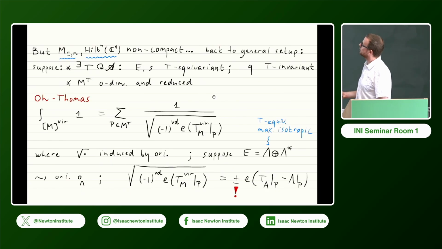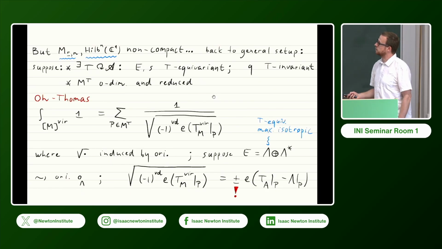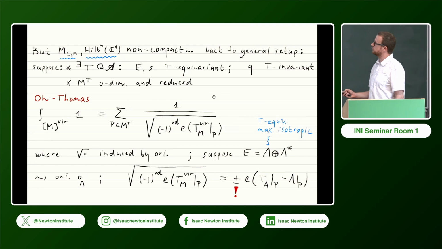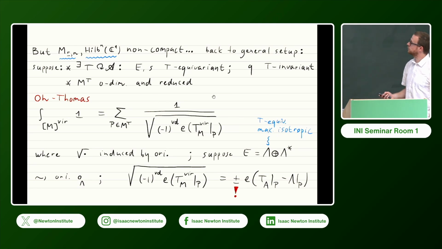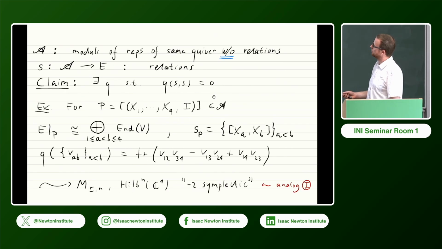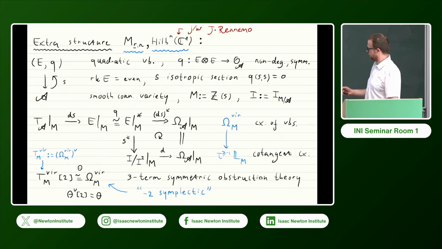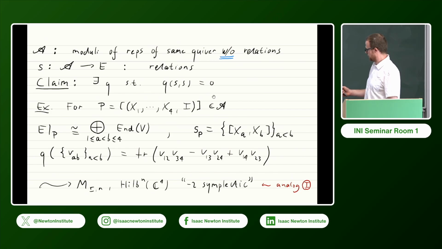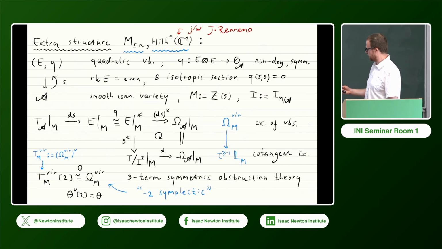So the point that we're now faced with, however, is that our moduli spaces are not compact. So we want to do some form of localization. First, let us go back to the general setup we have on this slide, and let's put some more data on it. Now we're going to put torus actions here.